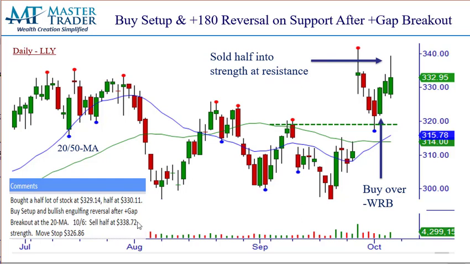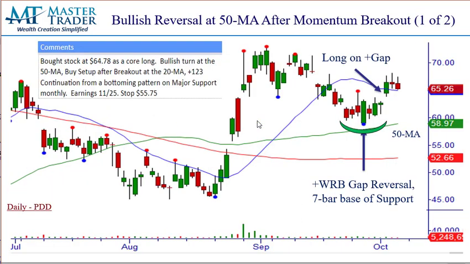So we sold half at 338, so almost a $9.50 gain in 2 days, and then we just go into trail mode for the back half. PDD, this one's a little different, but I'll show you the buy setup. I got 2 pages here to show you.